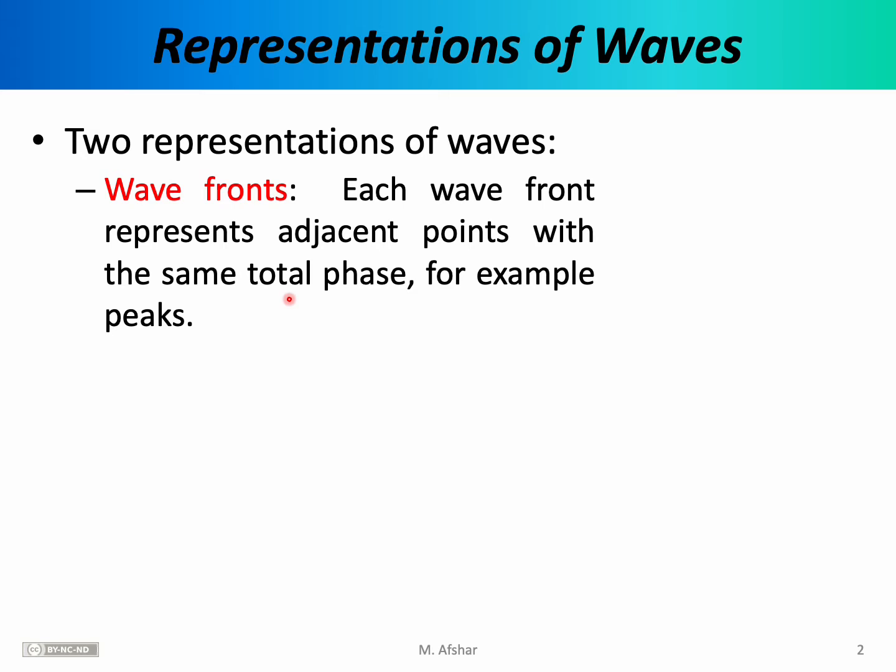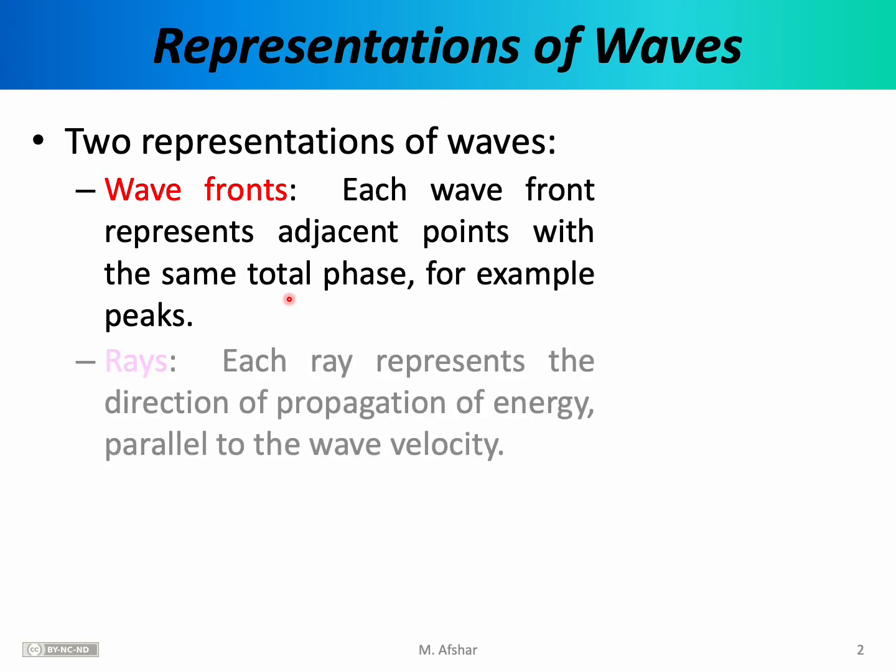It turns out for electromagnetic waves, which we want to discuss now, a slightly better representation is the ray representation. In the ray representation, once again, we draw lines or contours, but this time the contours, referred to as rays, represent the direction of propagation of energy. So the emphasis here is on how energy travels or propagates in the wave. The rays end up being parallel to the wave velocity.